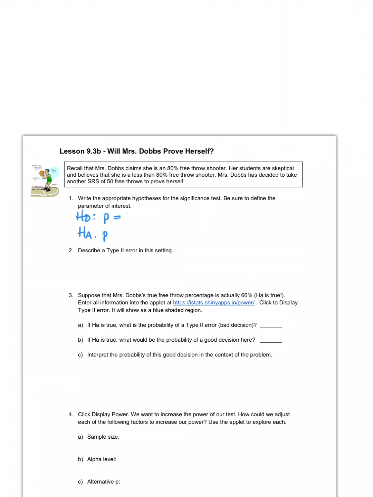Okay, we said my claim was that I'm an 80% shooter, but y'all think I'm exaggerating, so that would be less than 80%. Where P is the true proportion of free throws made by Mrs. Dobbs. All right.